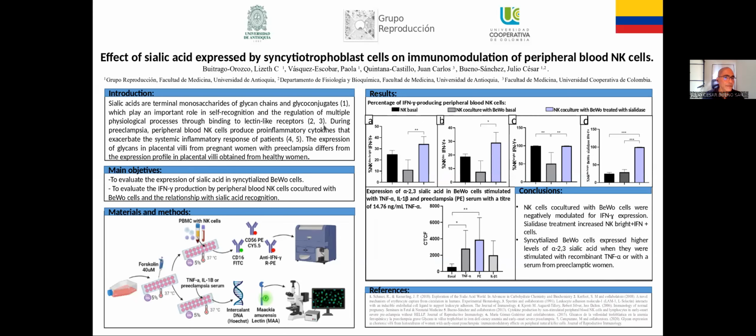Sialic acids are terminal monosaccharides of glycan chains and glycoconjugates and play an important role in cell recognition and the regulation of multiple physiological processes through binding lectin-like receptors. During preeclampsia, we demonstrated that NK cells were modulated and the production of both anti-inflammatory and pro-inflammatory cytokines is higher compared with the controls.